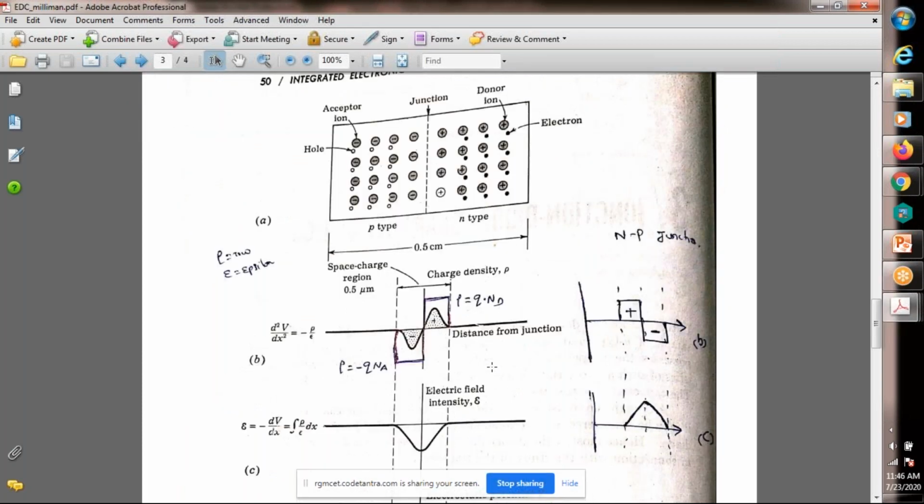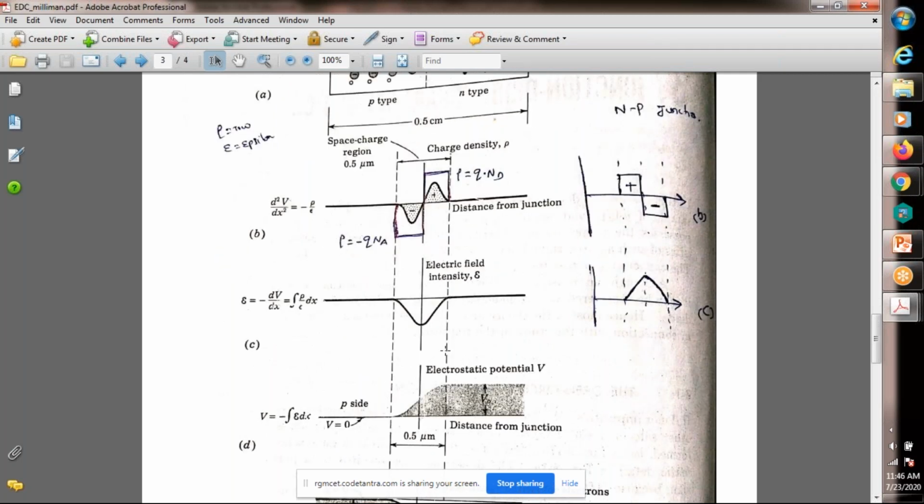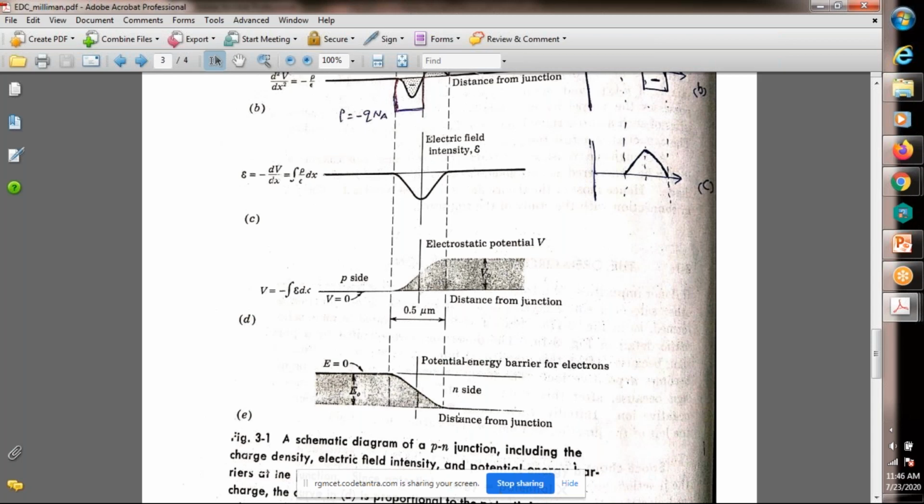Okay, how to draw this one here? This one is, first of all, charge. Here it is a P type, here it is a N type. First negative, then positive. Then integrate this one, you'll get the negative side triangular, and again integrate this one, you will get some positive here. Here we will get the negative voltage.